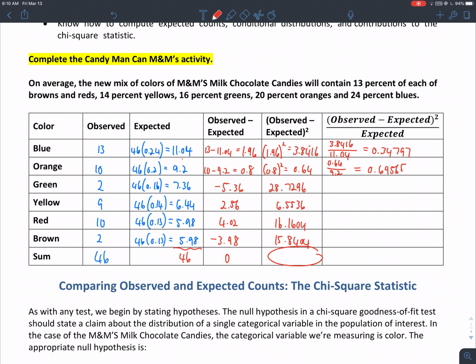Okay, so observed minus expected squared, which is this number, divided by the expected number, which is 9.2. Wow, I better check myself. I don't know why I'm feeling like this doesn't quite work. This is not the right number. I missed a digit here. Okay, if you do that division, you get 0.0695957. Let's say like that. Okay, so that's actually what you get.